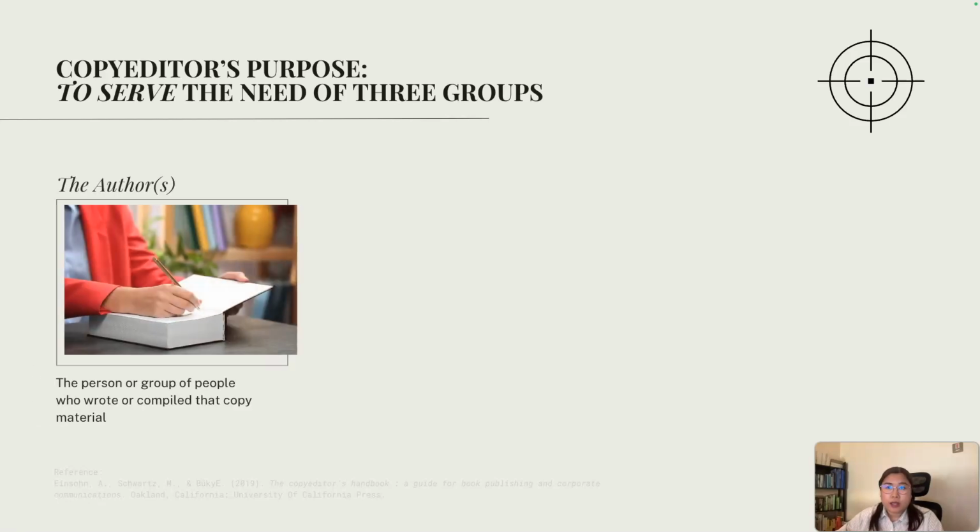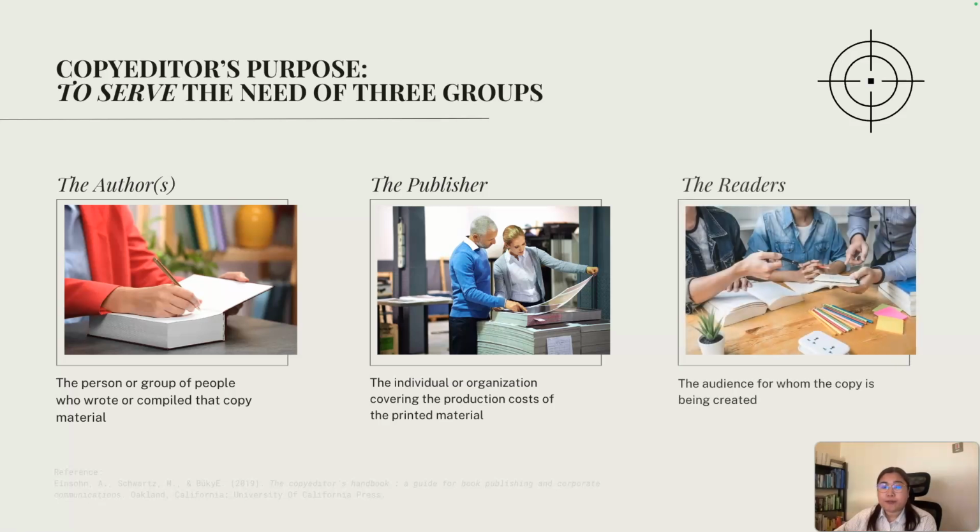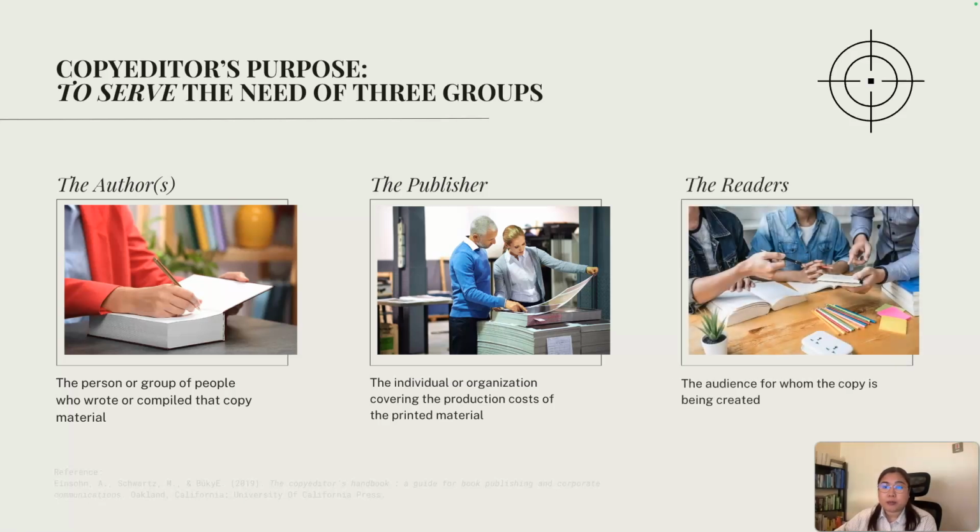First, the author, the person or group of people who wrote the material. The copy editor acts as the second pair of eyes for the author as they work hand in hand, pointing out any errors or inconsistencies in the content of the material. Second is the publisher, which is the money house. They fund the production cost of the printed material. And third, the audience, for whom the copy is being created.